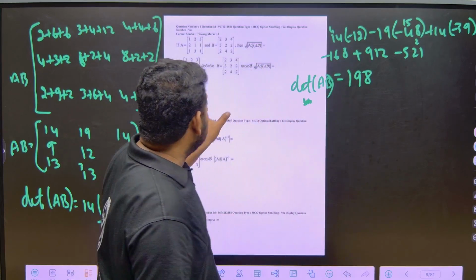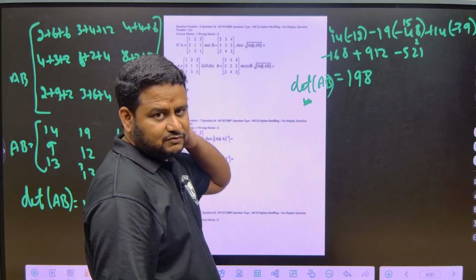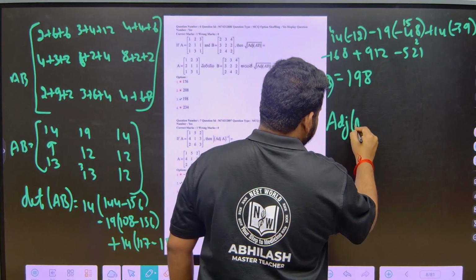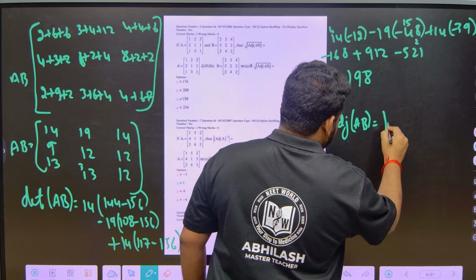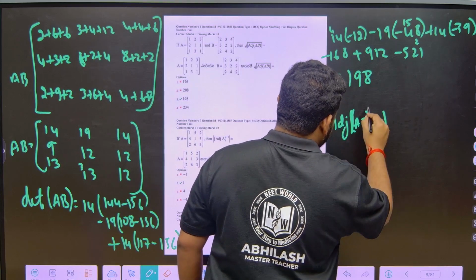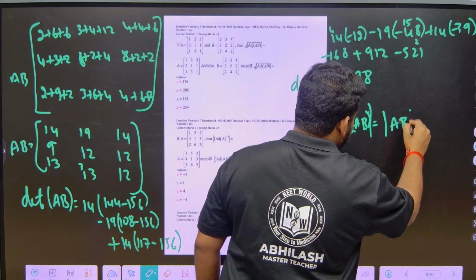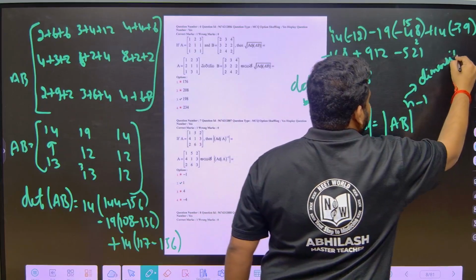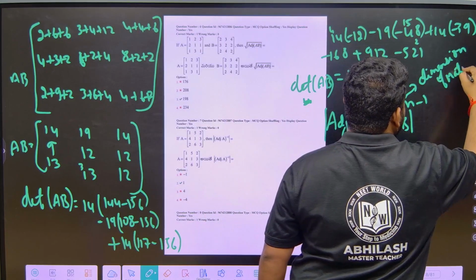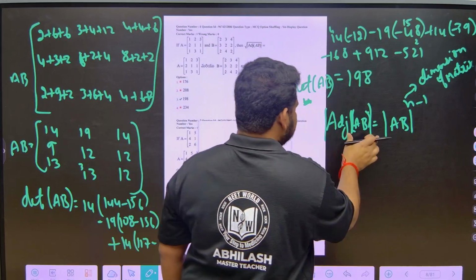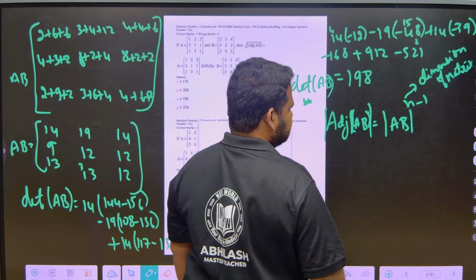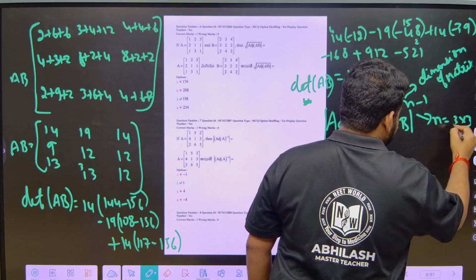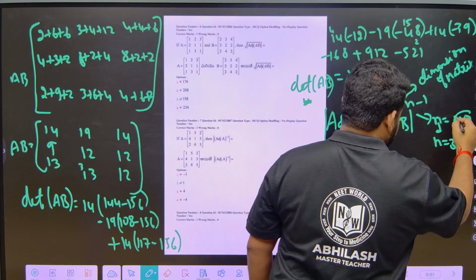Now they are asking about the adjoint of AB. You have to know that one relation is there: the determinant of the adjoint of AB is equal to the determinant of AB to the power of n minus 1, where n is the dimension of the matrix. Here it is a 3 cross 3 matrix, so n is equal to 3.